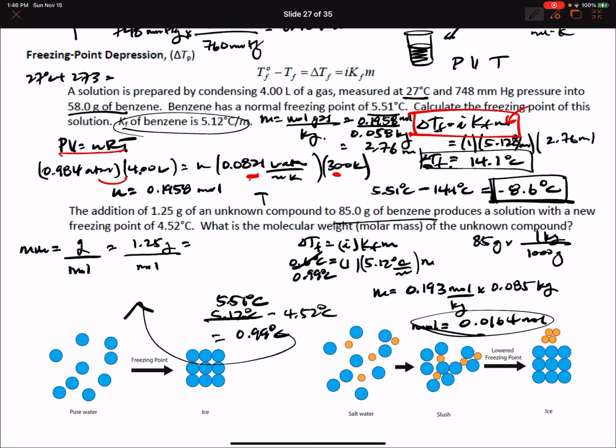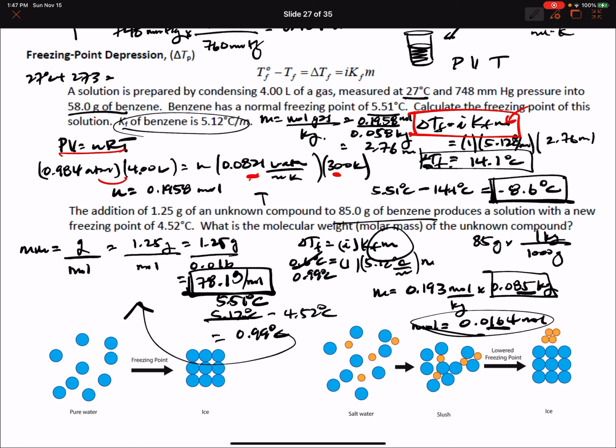So 1.25 grams over 0.016. Yeah, I should go to 2 sig figs here. That gives me 1.25 divided by 0.016. 78.1 grams per mole is the molar mass of this unknown. Whew. All right, so because we knew the freezing point depression, that's a measure of molality, we were able to figure out the number of moles by using the actual kilograms of the solvent.